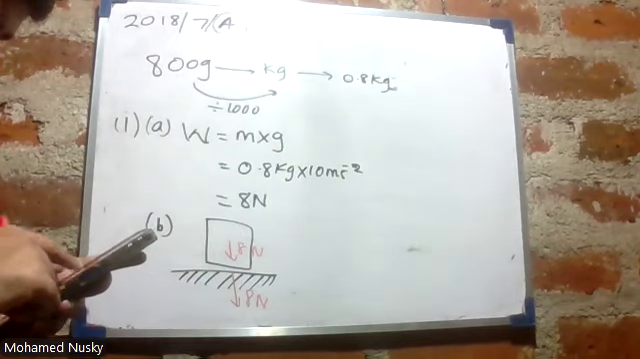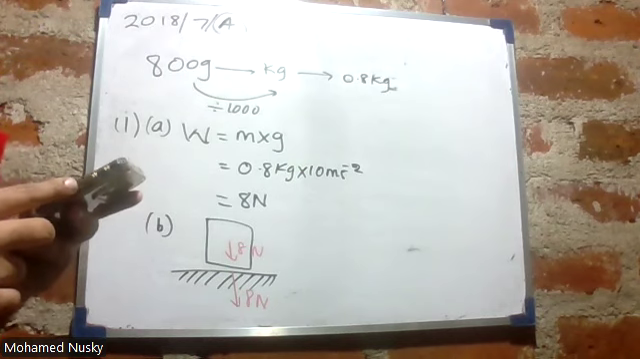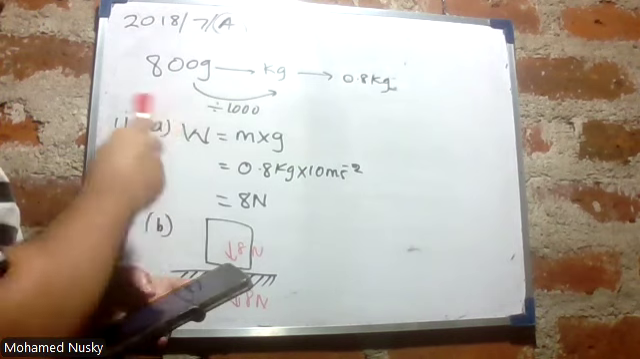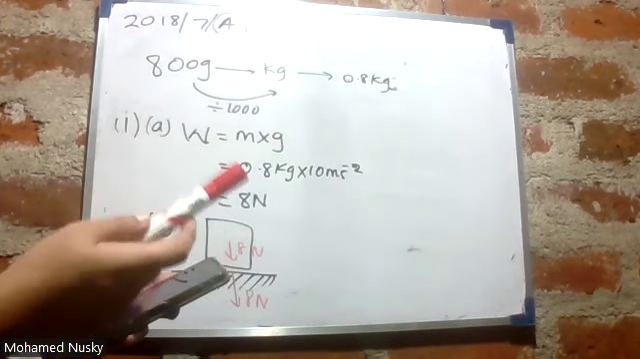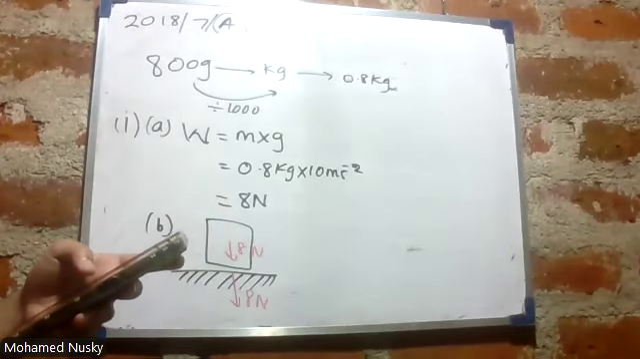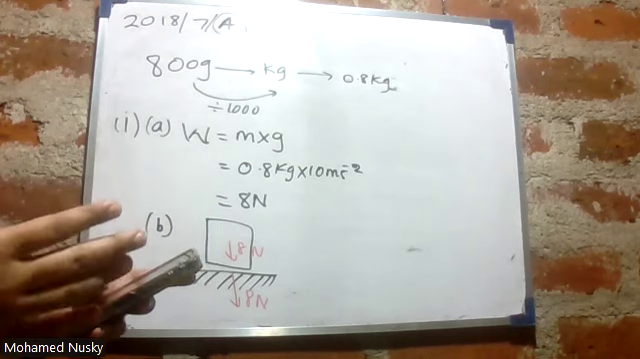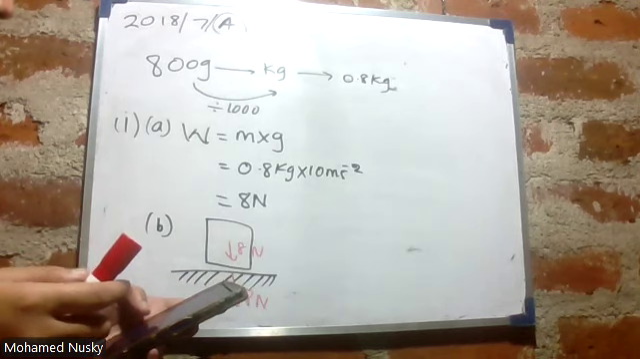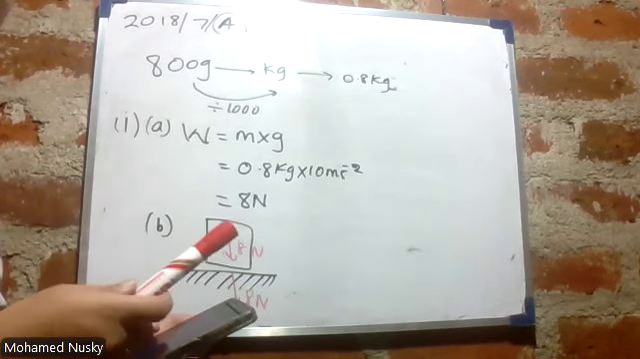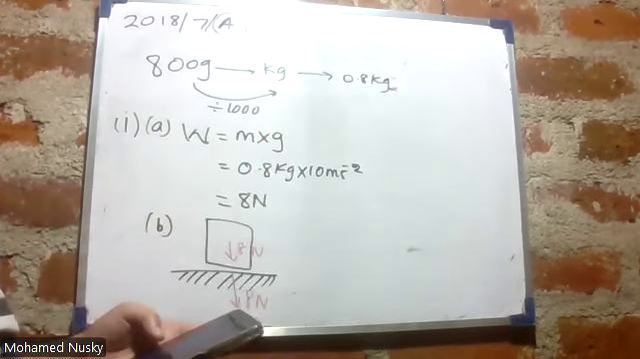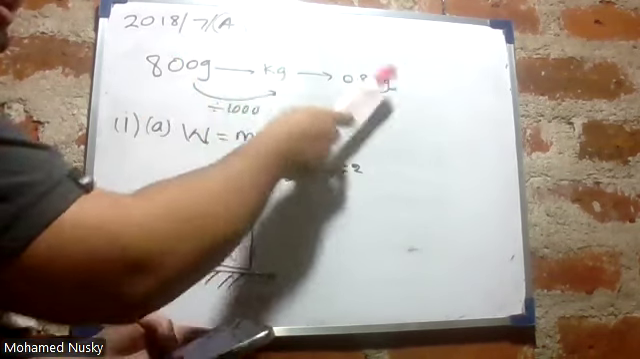Read the questions. A tall cubical block of wood of mass 800 gram was placed on a horizontal table. Yeah, we are keeping a block of wood of mass 800 gram. If they give something in any units like milligram, gram, if they give in those units, it should be converted to the SI unit. What's the SI unit? SI unit of mass is kilogram. So if they give in gram, we should convert it into kilogram.